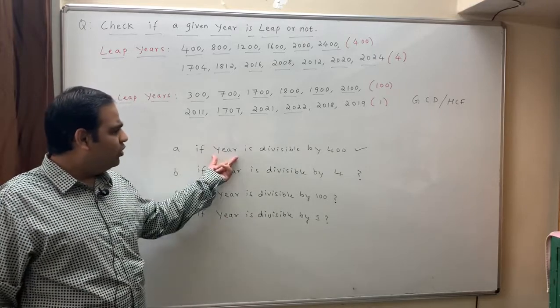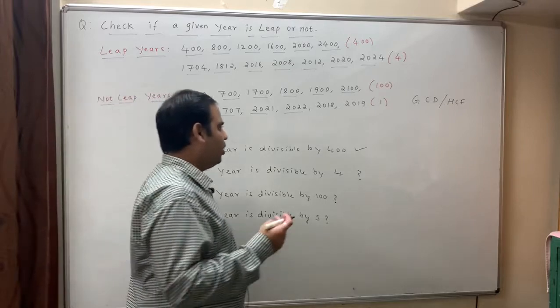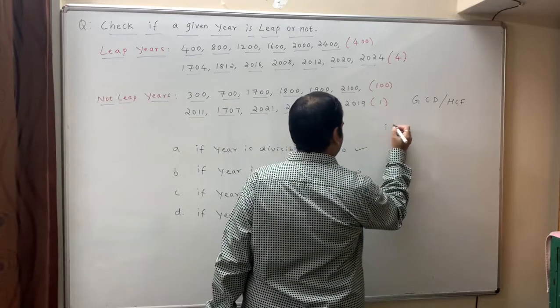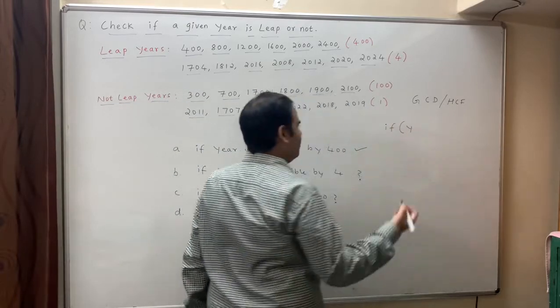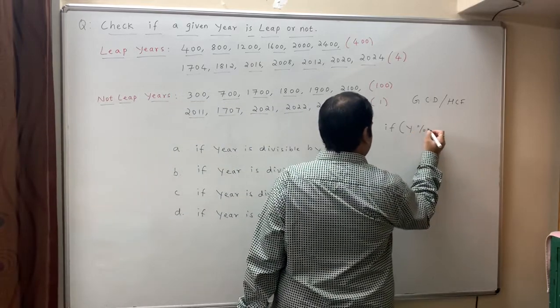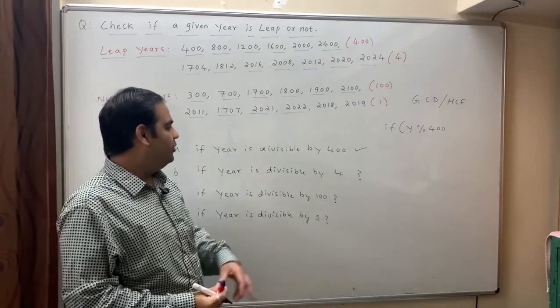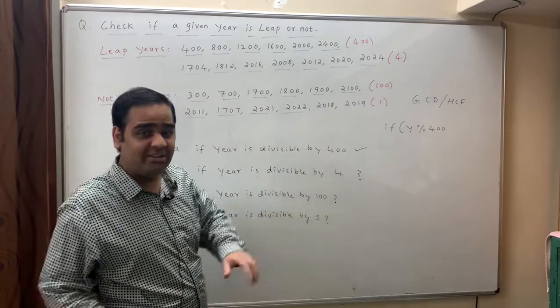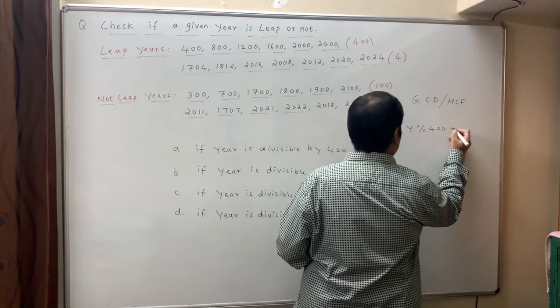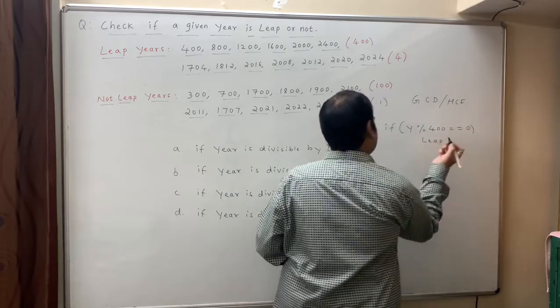Now, we have only one thing to be taken over here. Hence, I can write in the form of an if-else ladder, assuming that y is the year, any year given: if it is divisible by 400. How do we check the divisibility? We do modulo 400 and we check if the remainder is equal to 0. Then we are sure that it is a leap year.